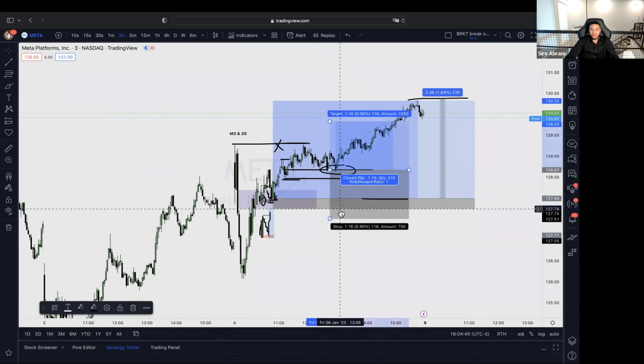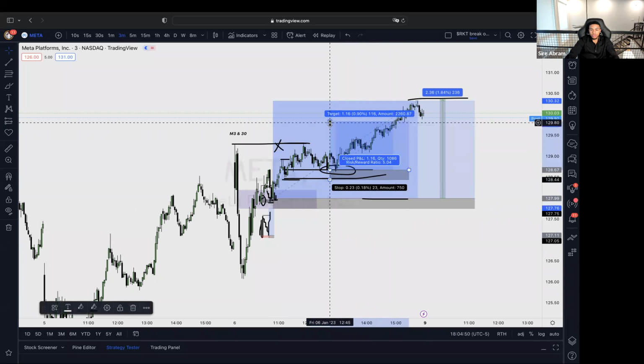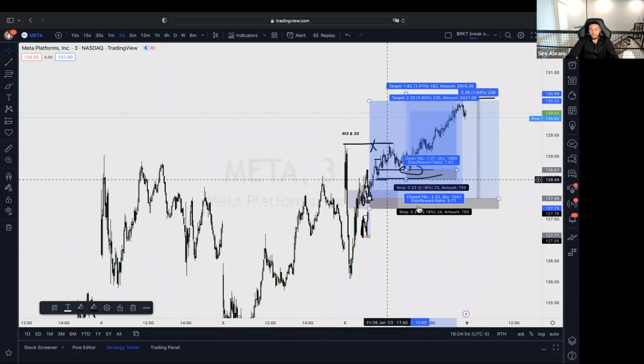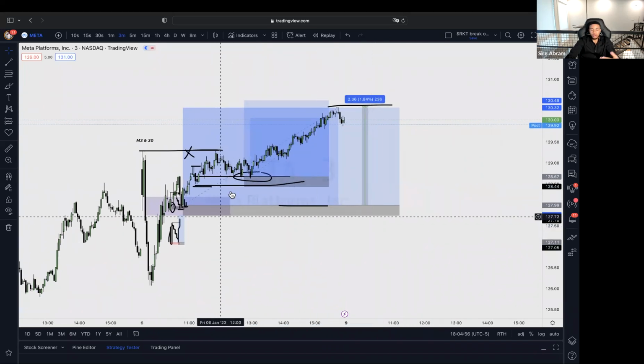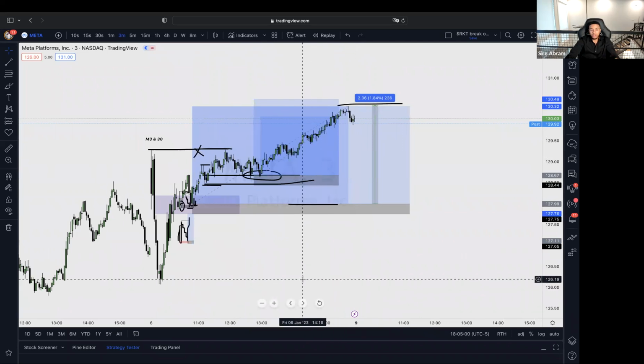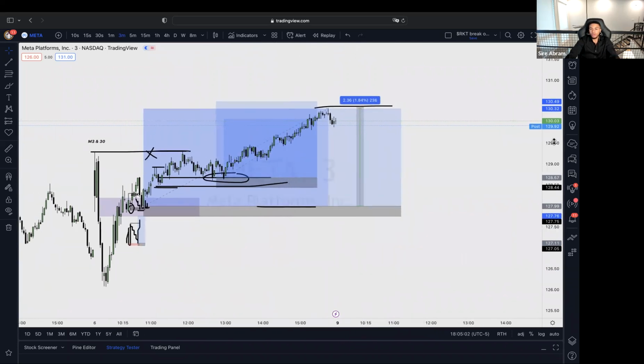Here you have another entry. Stop loss here, target higher, go back there and find higher targets. And there you go. You have two setups within one stock. And that's what you want to look for.